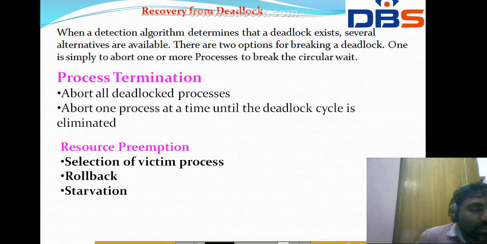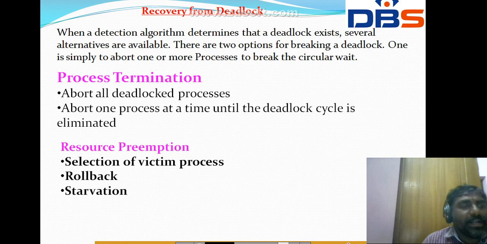The next one is rollback. The process which was preempted cannot continue normal execution because its resources are taken back. Hence, we need to roll back to some previous checkpoint, or do a total rollback and restart it from the beginning. The next one is starvation. Here we should ensure that a particular process does not starve every time a preemption is done. So these are the recoveries from deadlock.